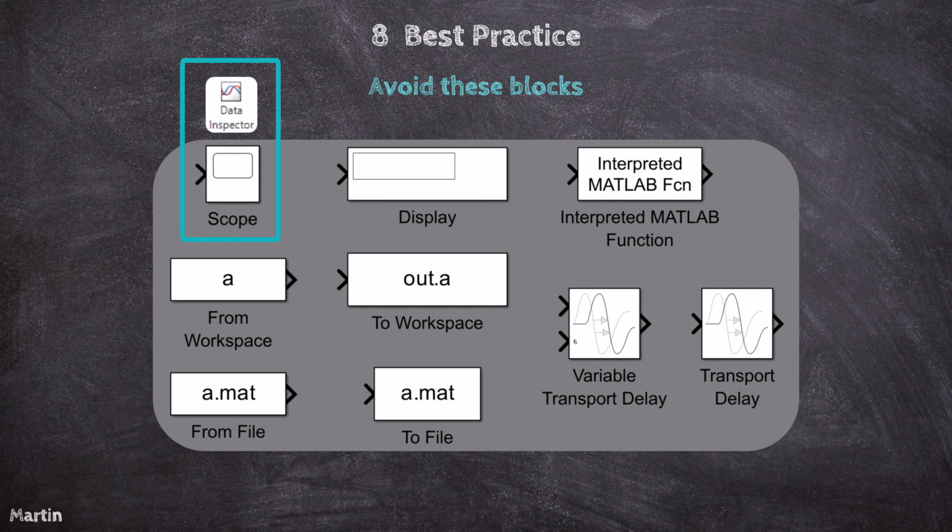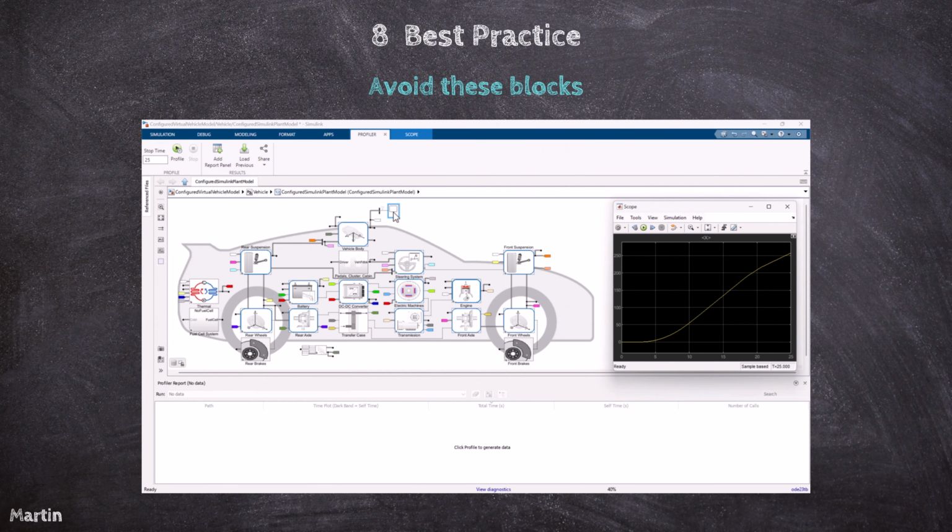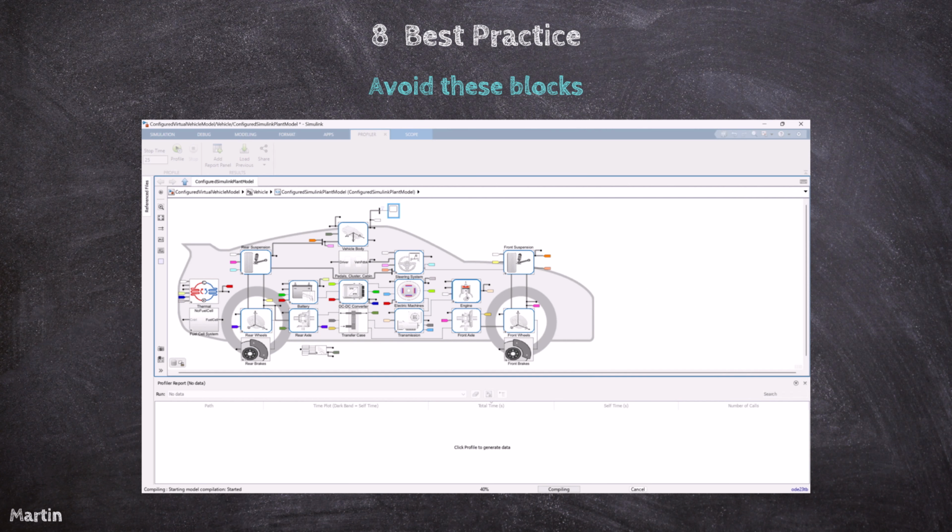We will compare the simulation performance of the Scope block with the Data Inspector in Simulink for visualizing data, highlighting the performance differences and potential benefits of using the Data Inspector. In this example, we use a Scope block to log and visualize a single signal. To evaluate the simulation performance, we enable the Simulink Profiler to measure the time spent during the simulation.